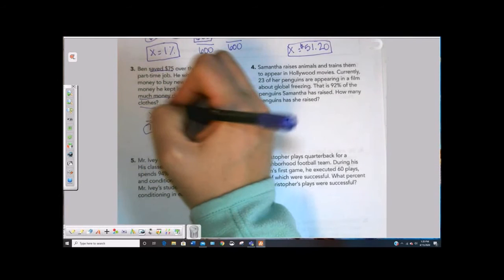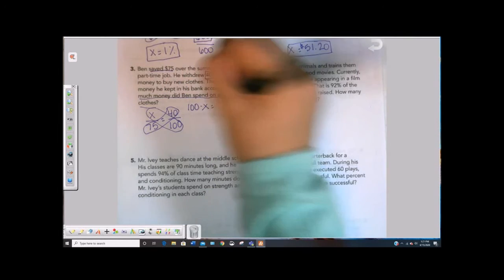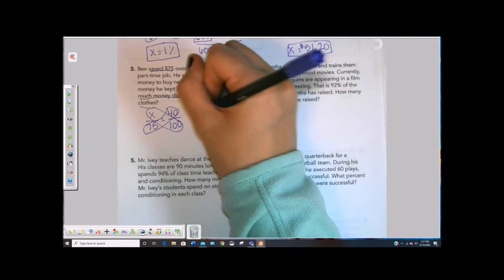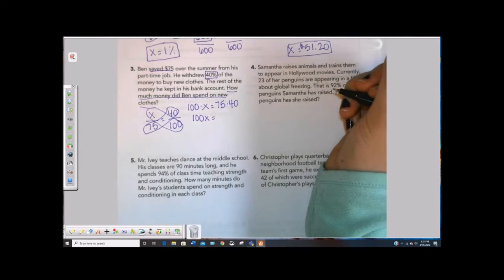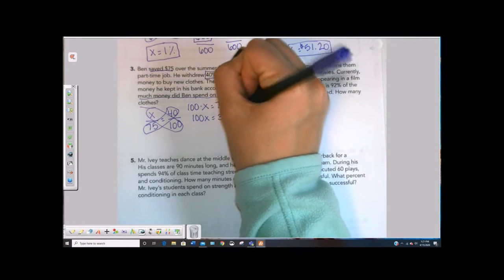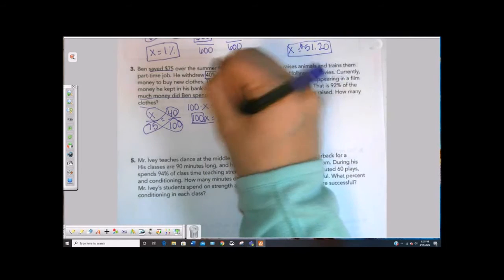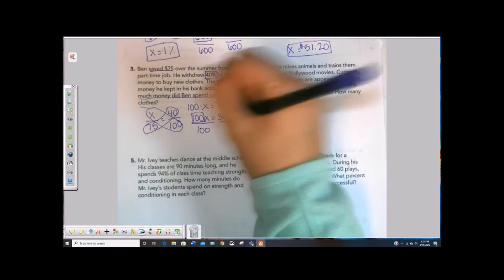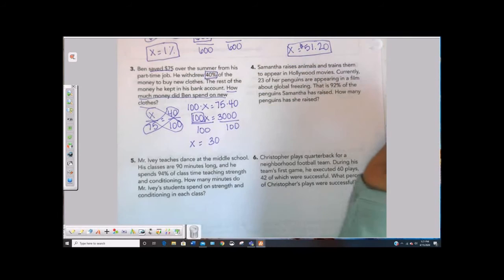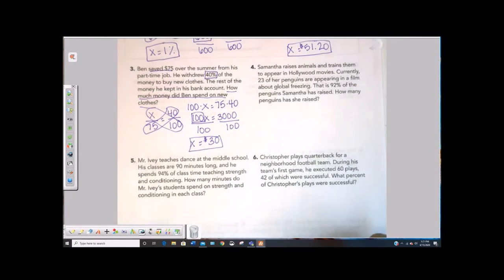Cross multiply. 100 times x equals 75 times 40. And you end up with 100x equals 3,000. Opposite of multiply is to divide. And we're going to divide by 100 on both sides. So you get x equals 30, and we're talking about money, so $30. So how much money did he spend on new clothes? He spent $30.